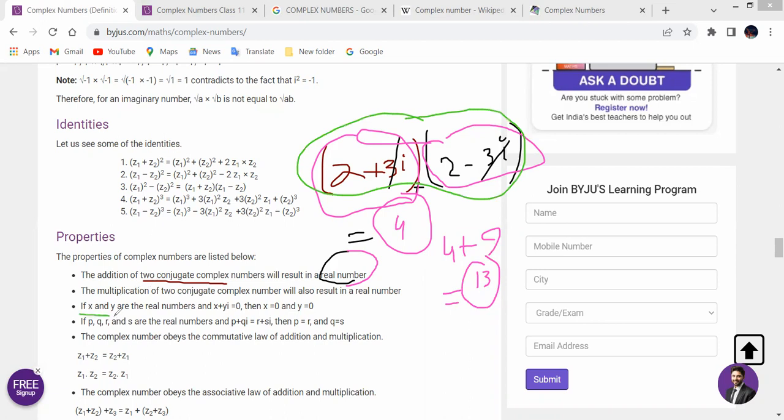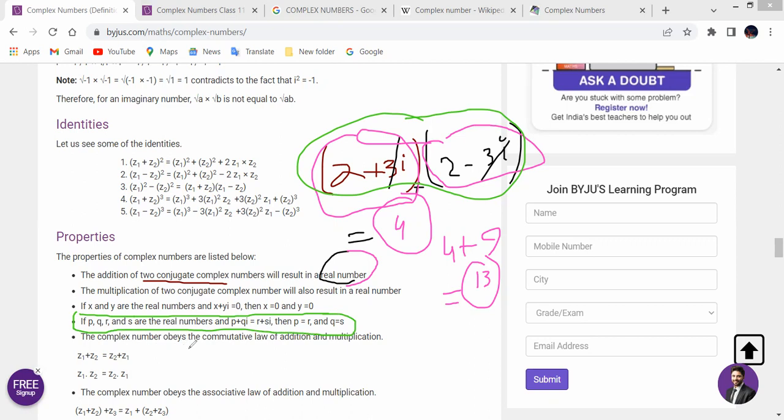Similarly, if x and y are real numbers and x plus iota y is equal to 0, then x will be equal to 0 and y will be equal to 0. If p, q, r, and s are real numbers and p plus qi equals r plus si, then p will be equal to r and q will be equal to s. This is an important property. If two complex numbers are equal, then their corresponding parts will also be equal.